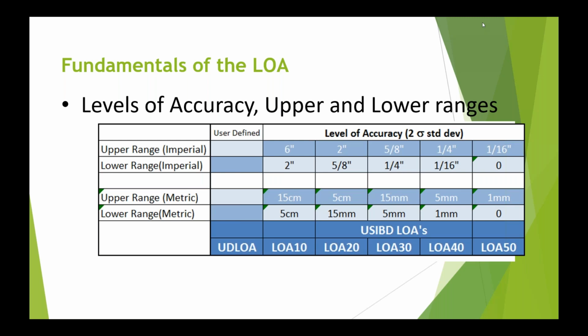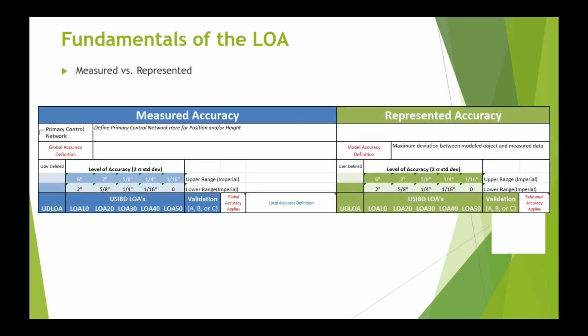And from that standpoint, we also have measured versus represented, what we talked about before. Not only is it the measured accuracy, but how is it going to be represented? And there are two there for a reason, because we can have a measured accuracy of 1/4 inch, but I don't want to see that wall out of plumb. So if it's within 2 inches, I'm good. So we can have an LOA 30 for a measured accuracy, but an LOA 20 for represented accuracy, because my client doesn't want to pay for a model that's down to 1/4 inch. They're good with 2 inch accuracy. So that's why you have measured and represented.